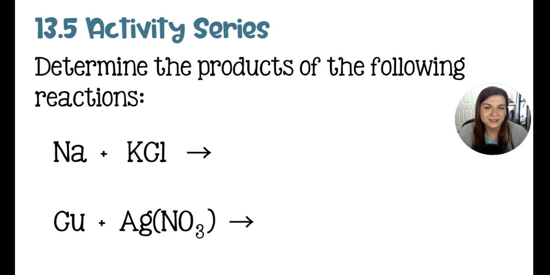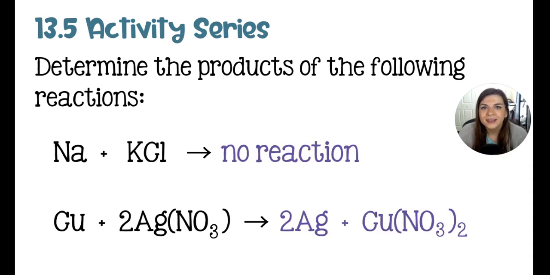Another way to use the activity series is in single replacement reactions. So use the activity series to determine the products of these single replacement reactions. In the case of sodium and potassium chloride, there is no reaction. And the reason for that is because the potassium is higher up in the activity series than sodium is. Potassium is a much tougher metal. It is way more willing to lose electrons. So when that sodium approaches and says, hey, potassium, can I take that chlorine? Potassium says, get lost. I'm giving my electrons to chlorine. You cannot have any part of this. So truthfully, no reaction will happen there.